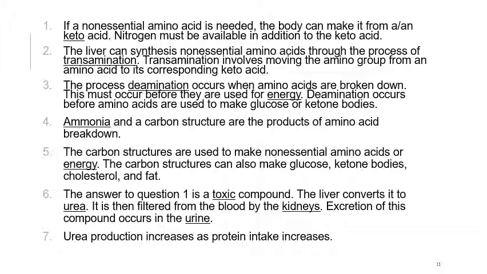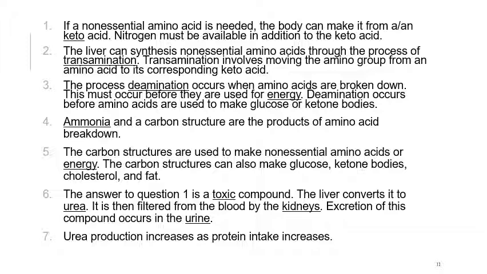Deamination occurs before amino acids are used to make glucose or ketone bodies. Ammonia and a carbon structure are the products of amino acid breakdown. The carbon structures are used to make non-essential amino acids or energy. The carbon structures can also make glucose, ketone bodies, cholesterol, and fat.